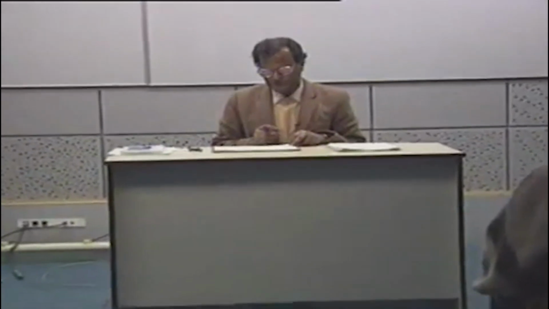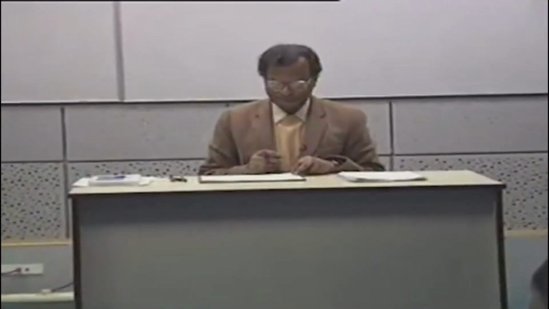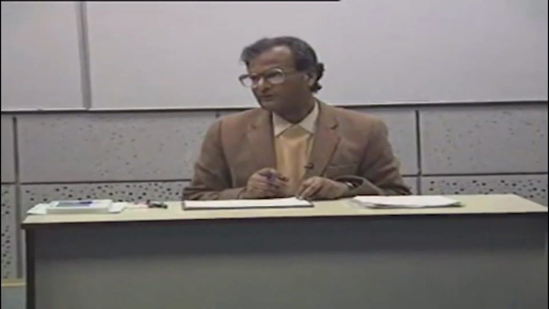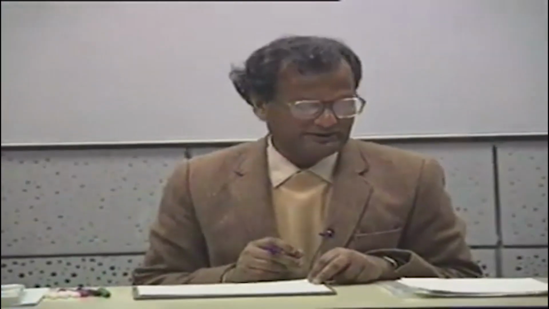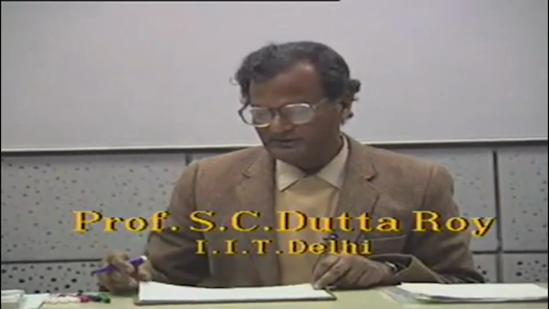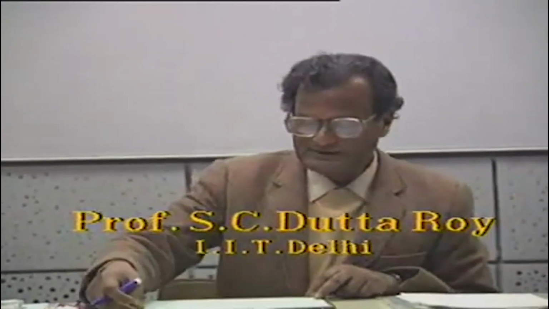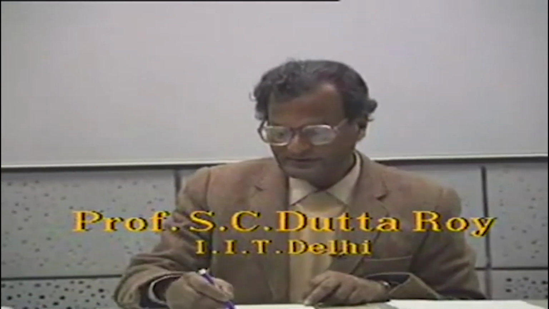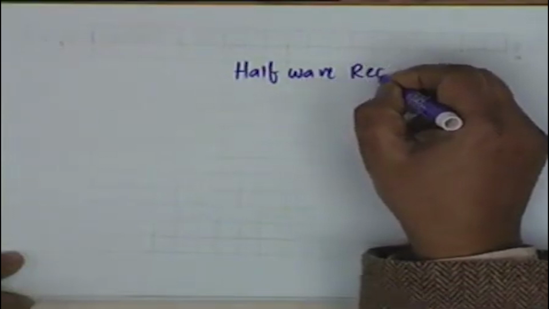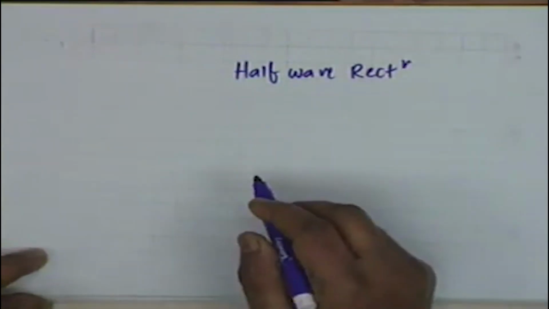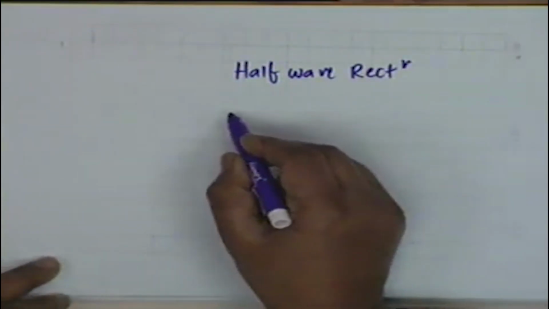When they are on, the voltage drop across them is 0 and the current is limited only by the external circuit. There is no other limitation. This is what we are going to assume. The simplest rectifier circuit is the so-called half-wave rectifier, which uses only one diode, and the circuit is like this.